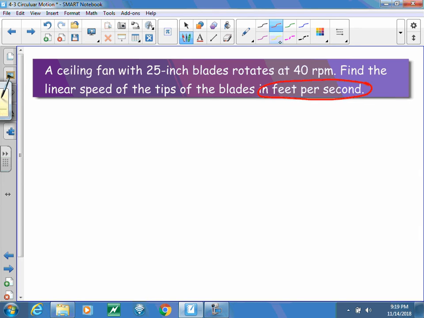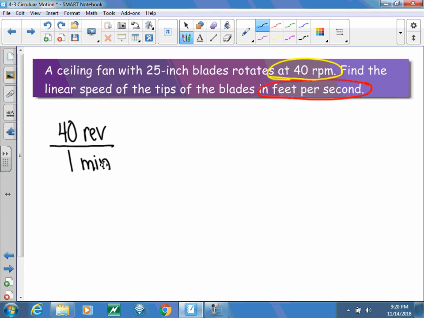Right now, we have this fan that rotates at 40 RPM. That means revolutions per minute, or rotations per minute. So if I start this out here, I am using 40 rotations, or revolutions. I'm going to use the word revolutions here. So 40 revolutions for 1 minute. To answer the question and find the linear speed in feet per second, we're just going to use some unit conversions.